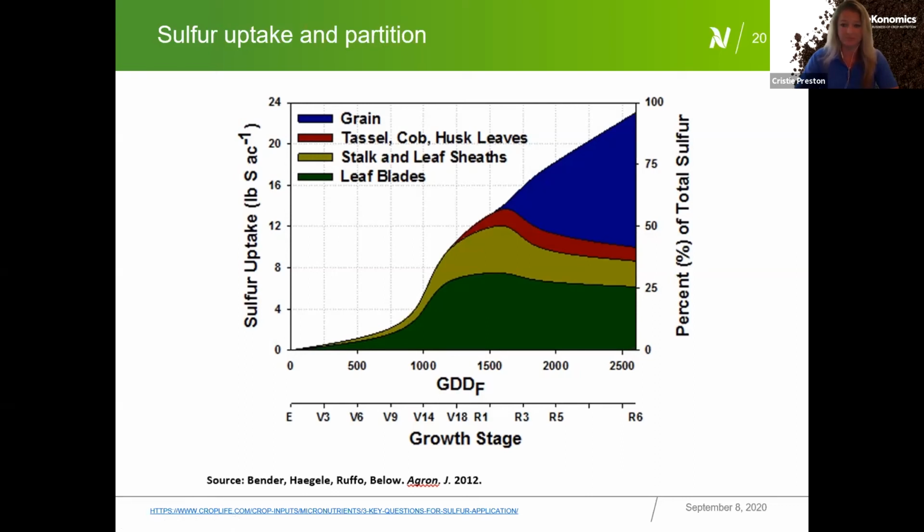But at the same time, if I'm trying to make, say, a rescue application, so I know that I had a huge rainfall event, I know I've lost sulfur, or my plants are showing sulfur deficiency at, say, V4 to V6, then I need to make sure that I apply a form of sulfate fertilizer that is readily available. That way I get it into the crop as soon as possible. So an option might be ammonium sulfate.